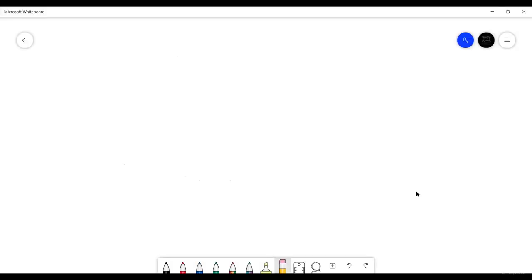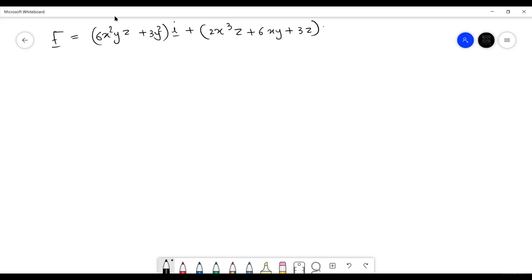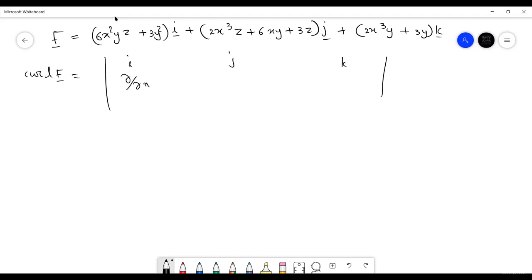So here our F is given as 6 x squared y z plus 3 y squared into I plus 2 x cubed z plus 6 x y plus 3 z into j plus 2 x cubed y plus 3 y into k, right? So curl F, we have to find curl F, right? Curl F within mods, right? I j k, here del by del x, here del by del y, here del by del z.